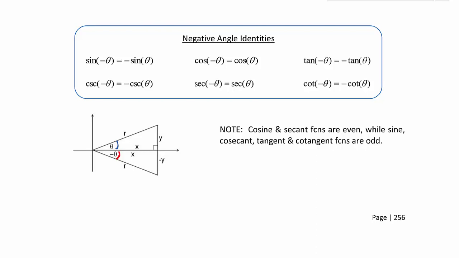I know that some students simply remember that all of them switch to negative except cosine and secant. I'm hoping that you understand it on a deeper level and don't just memorize it that way.